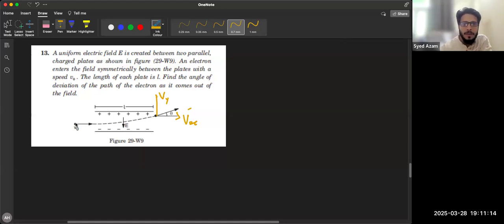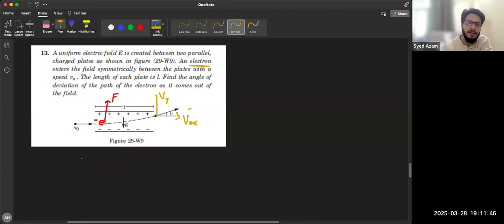See, a particle is entering in between two plates parallel to the x-axis. The direction of field is along the y-axis. And the particle is an electron, a negatively charged particle. Field is downwards. So when the electron enters into the field, Upasana, what will be the direction of force? Upwards, because it's a negatively charged particle. Good. So that's the force.